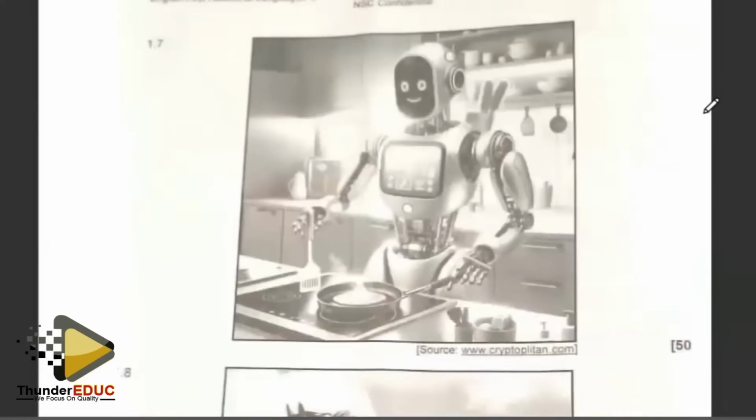And then we see robotics AI right here. We see that this one is doing some cooking. Thank you, sir, for doing some cooking. We see a smile on his face, meaning that this robot, in fact, enjoys it. So we could look at robots that actually have emotional intelligence, not just artificial intelligence.